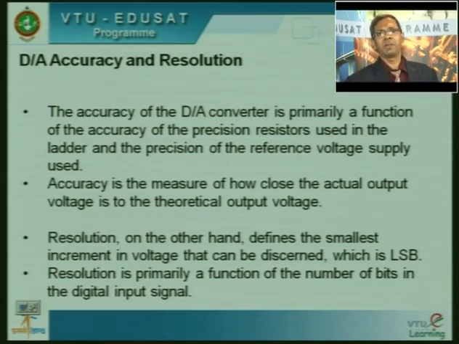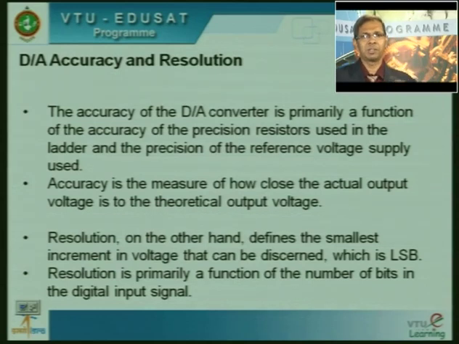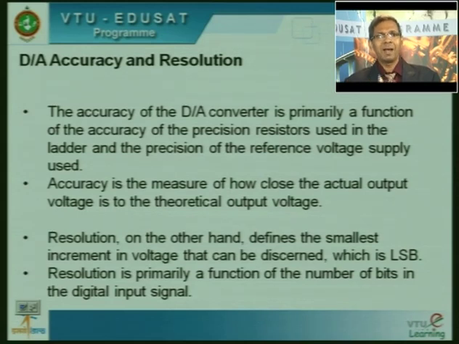So the accuracy of a D to A converter is primarily a function of the accuracy of the precision resistors used in the ladder, and the precision of the reference supply voltage used. Meaning what? I want to minimize the variations in my analog output voltage. If the theoretical equation says I am going to get a voltage of 9.5 volts, then I should get 9.5 volts irrespective of the variation in the R and 2R, irrespective of whether my precision voltage source is varying. But reality is that it does vary.